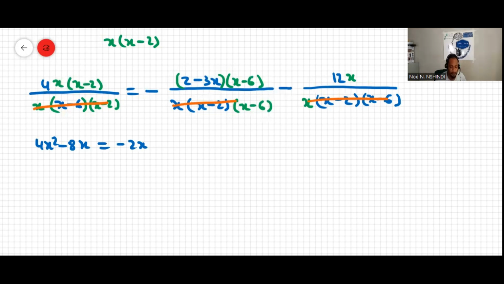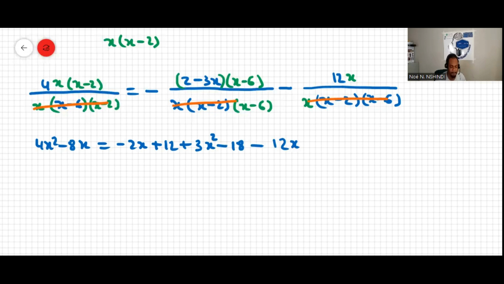That makes 2 times, that makes positive. Now we need to take the negative sign here into account, okay? 2 times that makes 2x, but the negative makes negative 2x. 2 times that makes negative 12, but the negative makes positive 12. And then negative 3x times x makes negative 3x squared, with the negative makes positive 3x squared, and then negative 18 minus 12x.